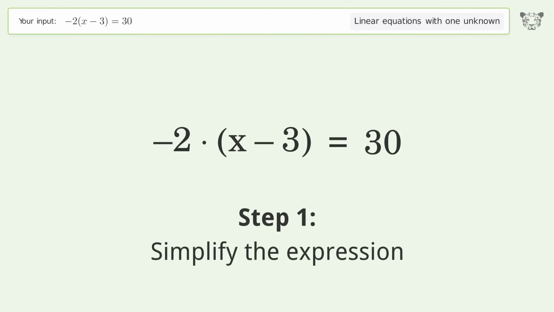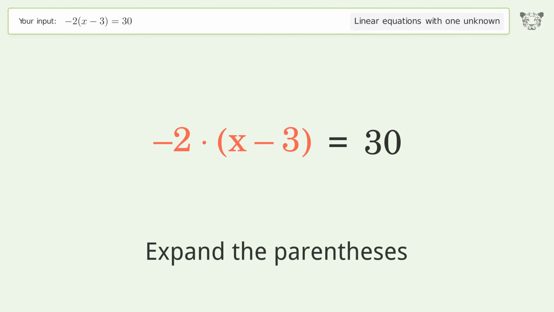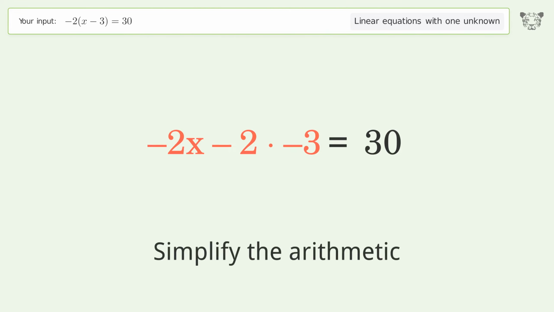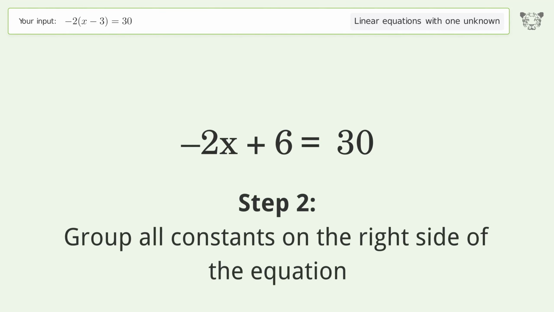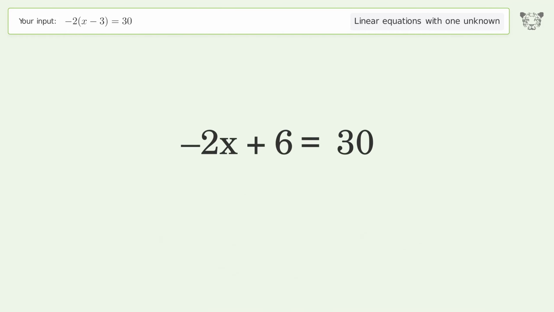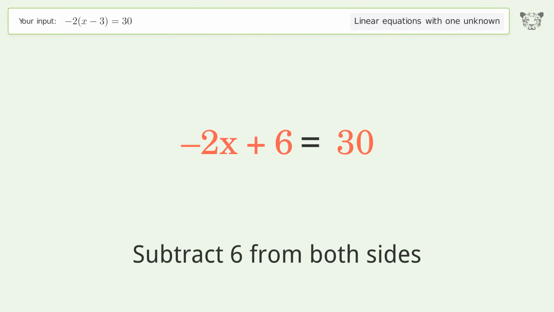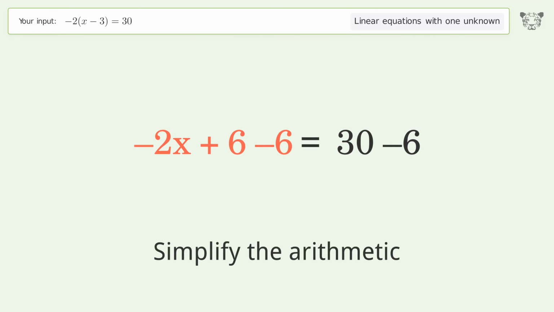Simplify the expression. Expand the parentheses. Simplify the arithmetic. Group all constants on the right side of the equation. Subtract 6 from both sides. Simplify the arithmetic.